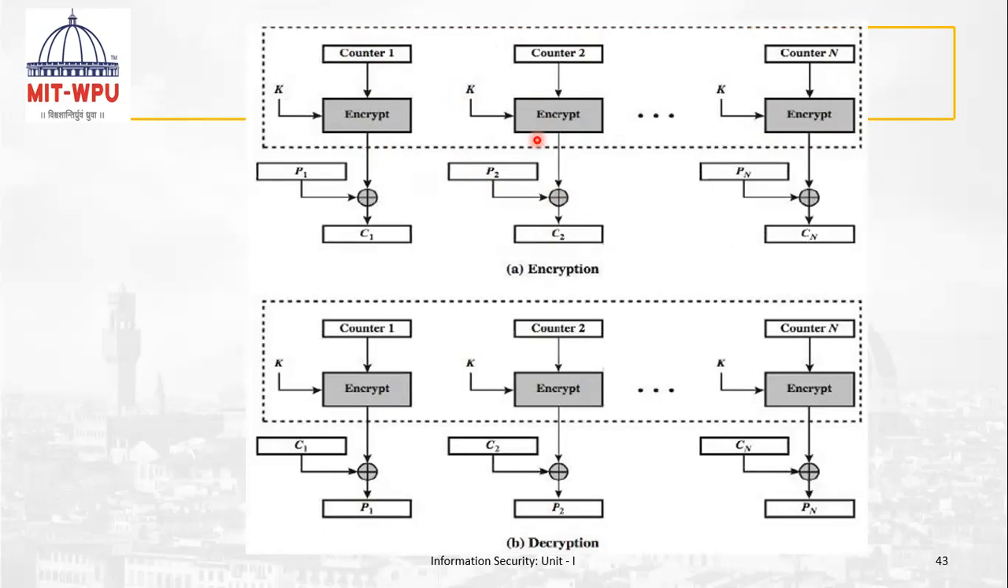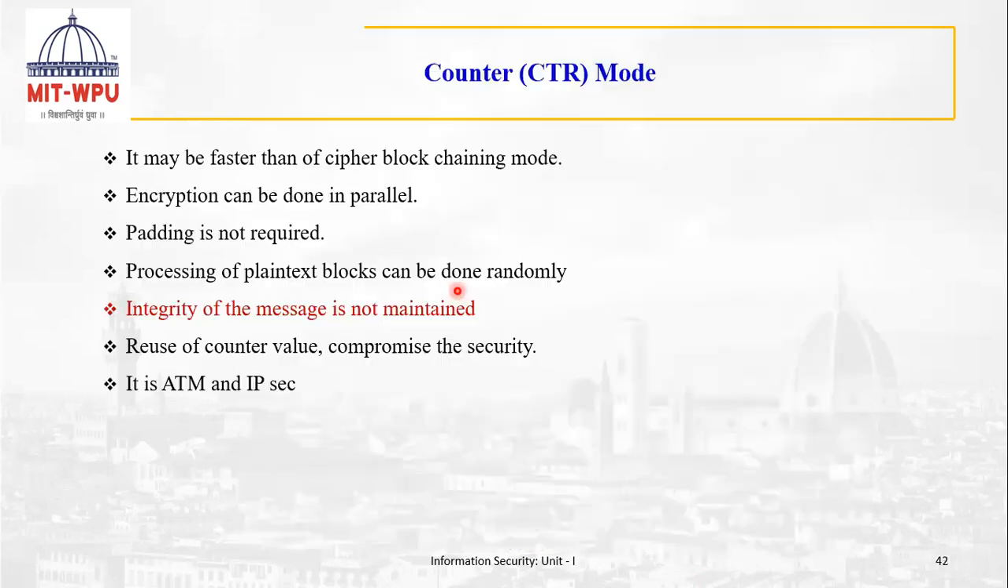So this way we can do things in parallel. We can overcome all the problems faced by the earlier operation modes, and we can do this process pretty fast, keeping the encryption completely different from the XOR operation of P1 and C1. So the counter method is faster. You don't require padding. Encryption can be done in parallel, that's why it becomes faster. Processing of plain text. These are some of the advantages that you can read out later. These are very simple things.